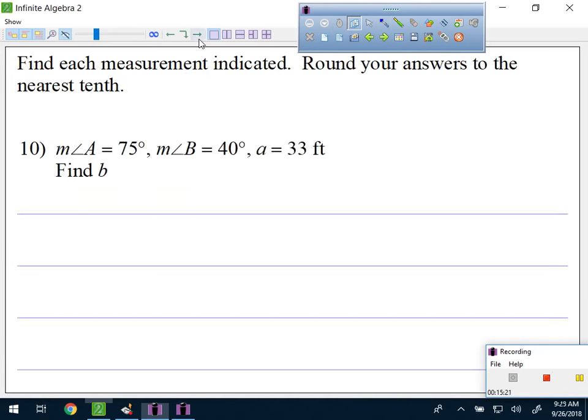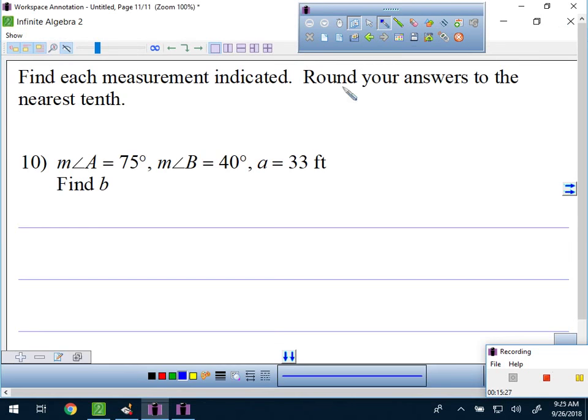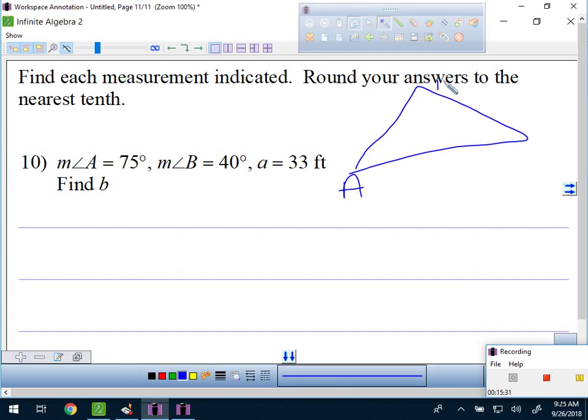For number 10, now this is what's key because a lot of people missed this on test 2. If I do not tell you it's a right triangle, you cannot assume that it's a right triangle. So nowhere in there does it say right angle. It tells me that angle A is 75. It tells me that angle B is 40. It tells me that side A is 33. It wants you to find side B.